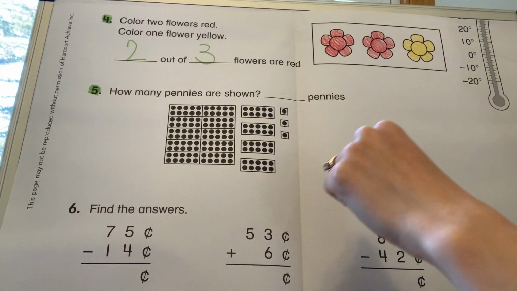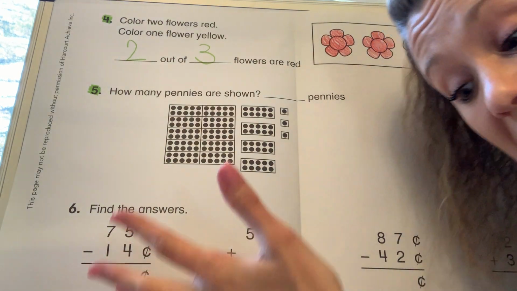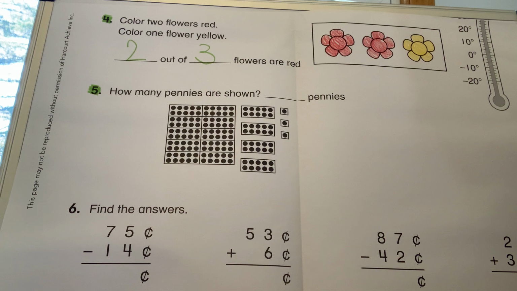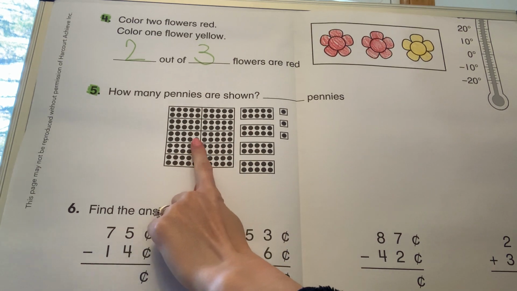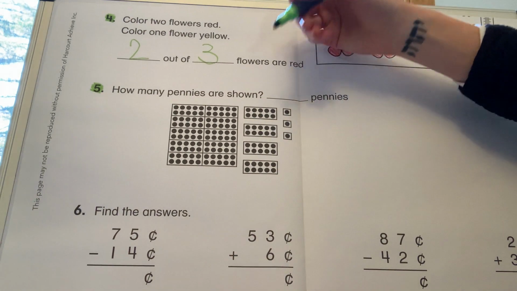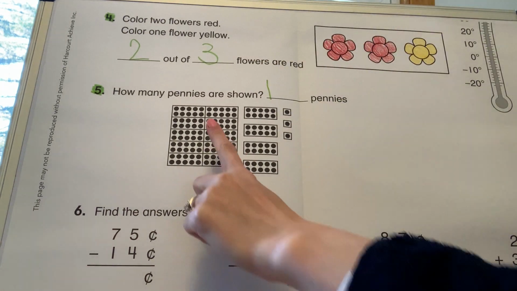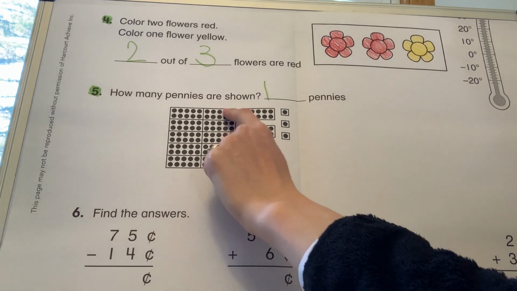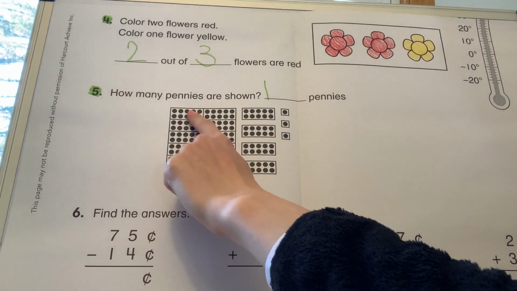It says, how many pennies are shown here? Well, look, this is just what we did. How many full 100s do you see? You just see 1. This right here. This is 1 full 100. That's the number you write first. So I'm going to write a 1 because there's 100. There's 10 in each box. There's 10 boxes, so that's 100.